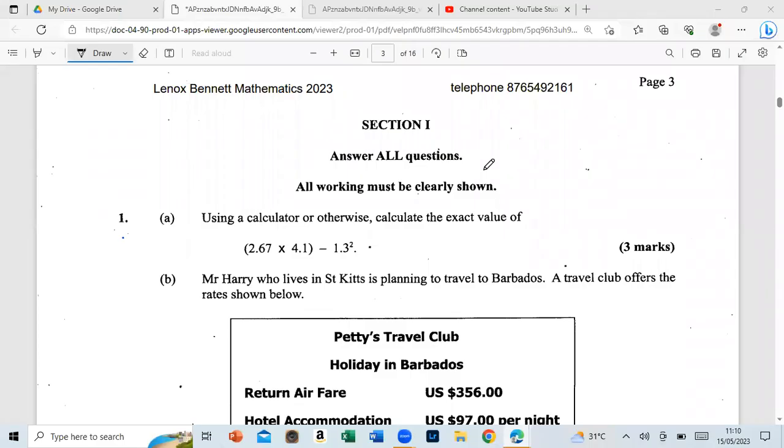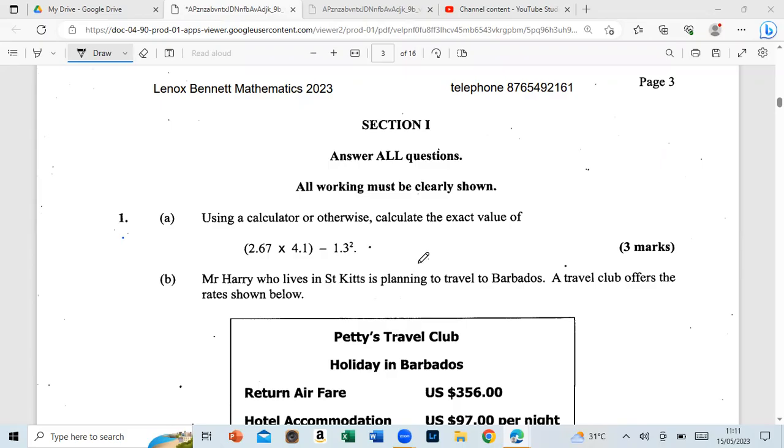Hi guys, remember you're encouraged to try the questions as much as possible. Don't just wait on the solution. Let's go. So number one says, using a calculator or otherwise, calculate the exact value of 2.67 multiplied by 4.1 minus 1.3 squared. Now everyone should be able to get maximum marks from this, right?